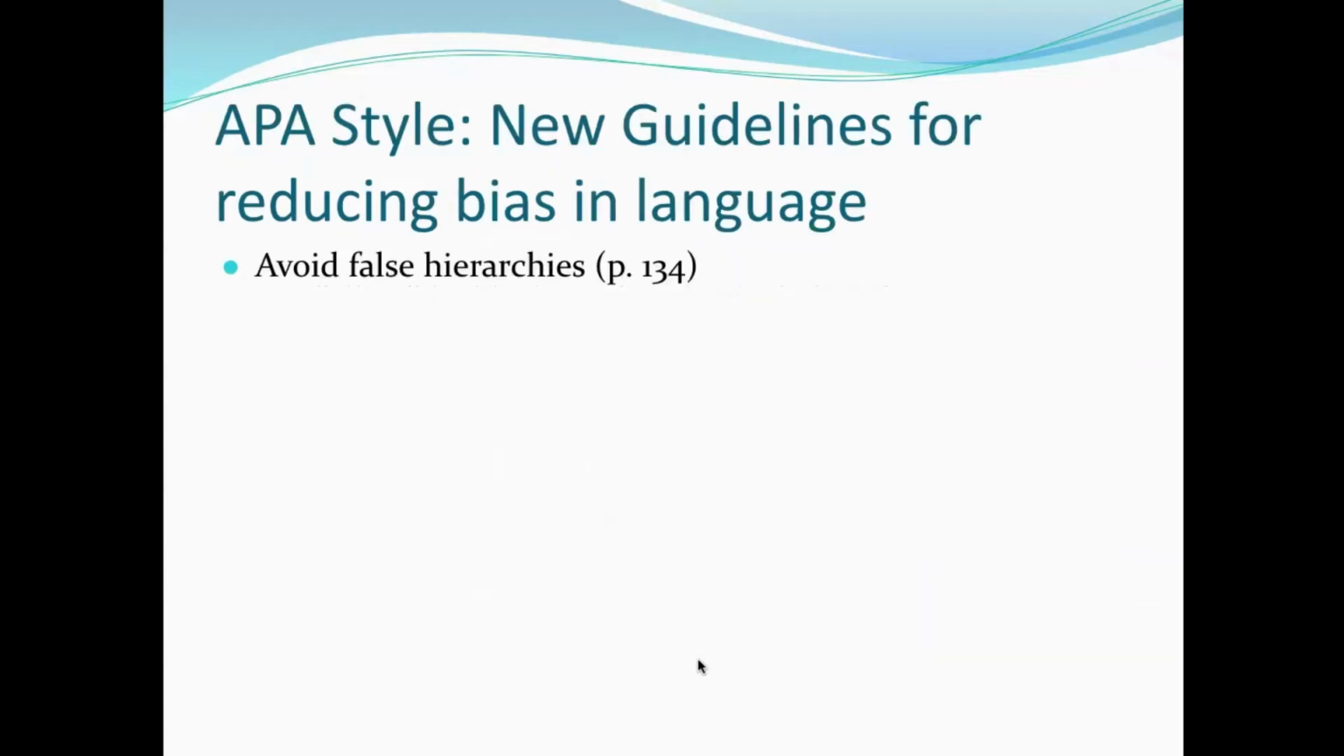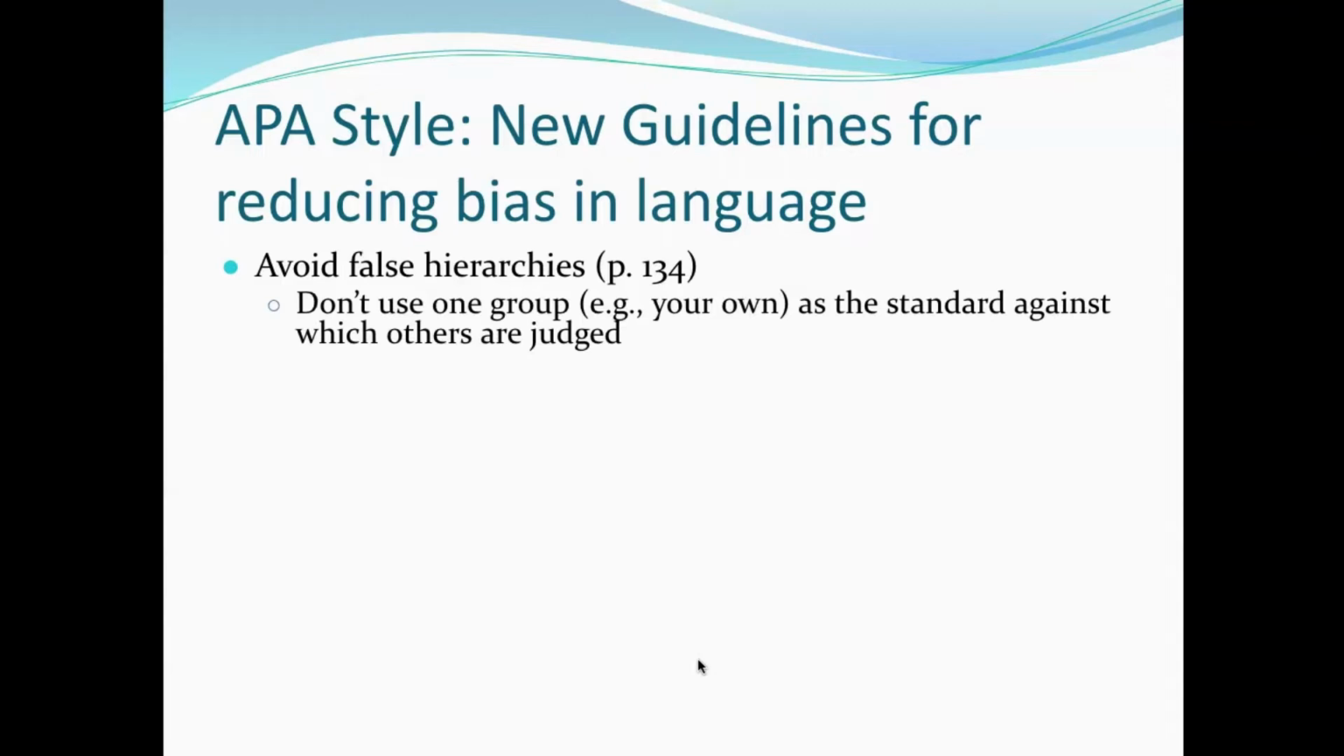So some other recommendations from the APA manual to avoid or reduce bias in language are to avoid false hierarchies when you can. And this is just something to pay attention to. A false hierarchy is when you use one group, often it's our own, as the standard against which others are judged. So the example they give in the APA manual is contrasting lesbians with the general public or normal women, thus implying that lesbians are not members of the general public or not quote unquote normal. And so you want to be careful of noticing when you're accidentally creating that kind of false hierarchy.